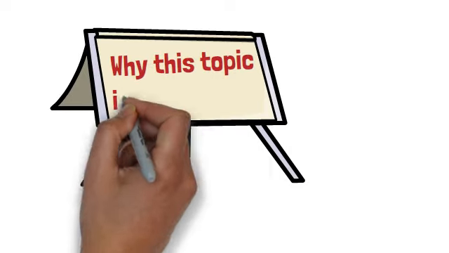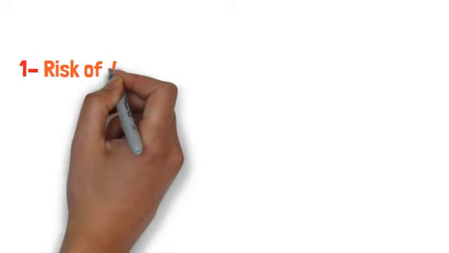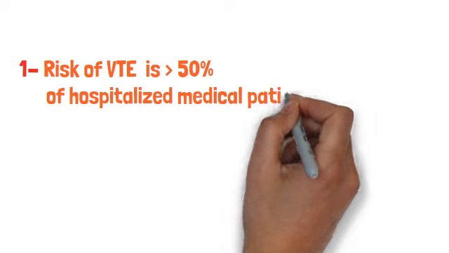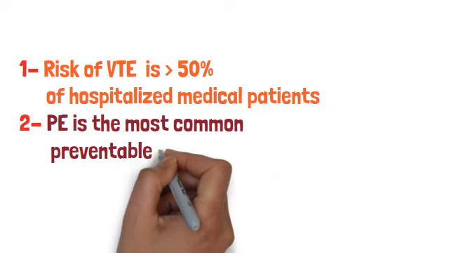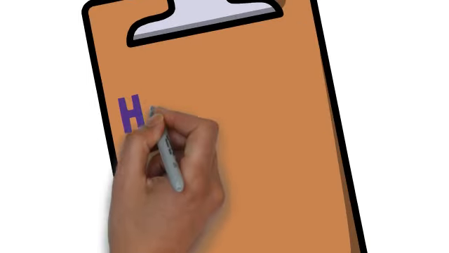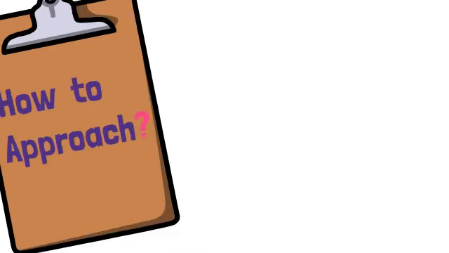Why is this topic important? There are two reasons. Number one, the risk of venous thromboembolism is more than 50% in hospitalized medical patients. Number two, pulmonary embolism is the most common preventable cause of hospital death. So the question here is, how do we approach those kinds of patients?